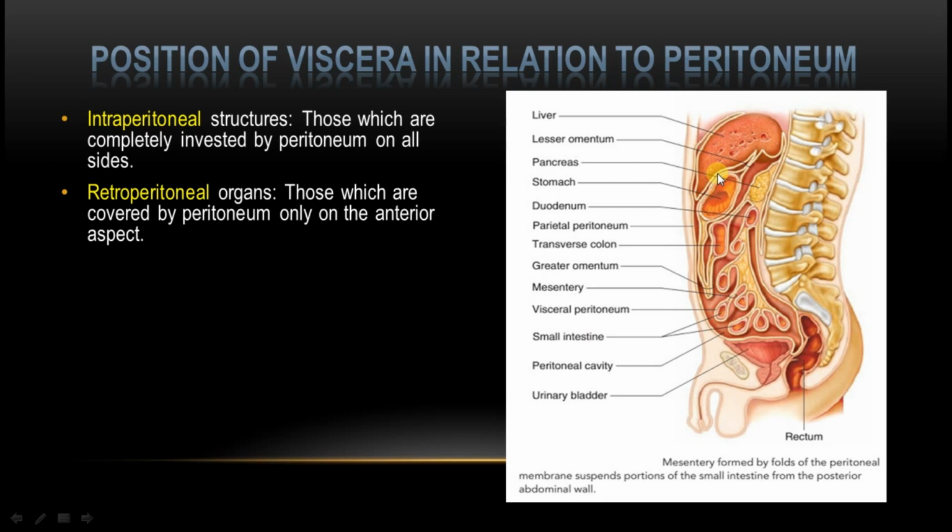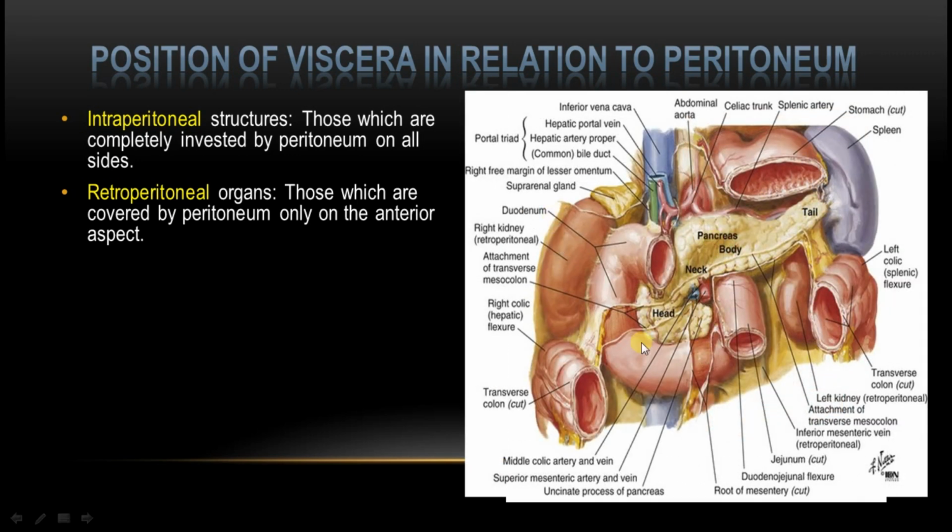Retro means behind, so it lies behind the peritoneal cavity. To put it exactly, it is covered by peritoneum only on the anterior surface. So the pancreas has no peritoneum behind, only in the front it is covered by the peritoneum. That is one good example of a retroperitoneal organ.